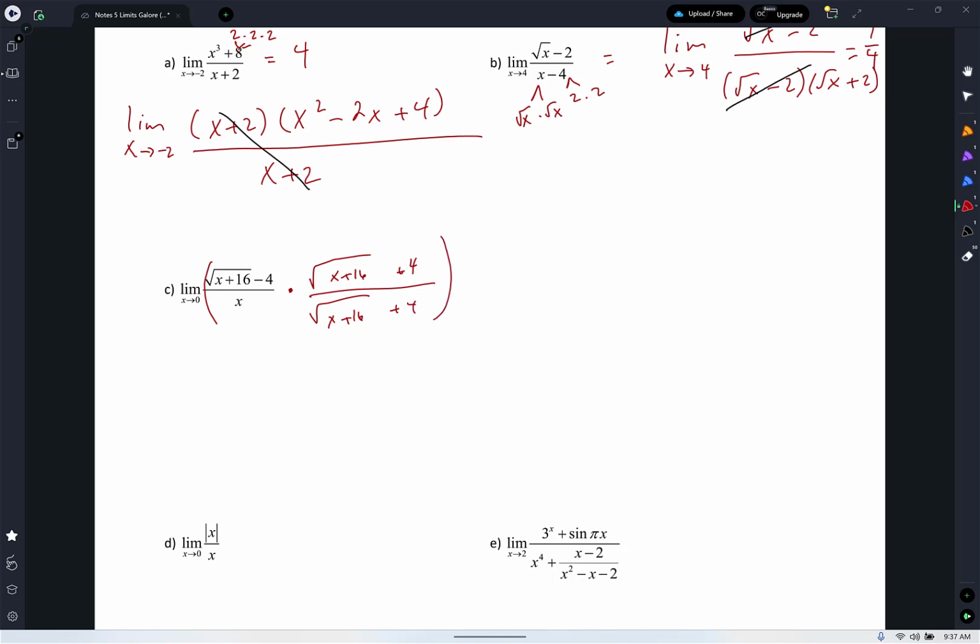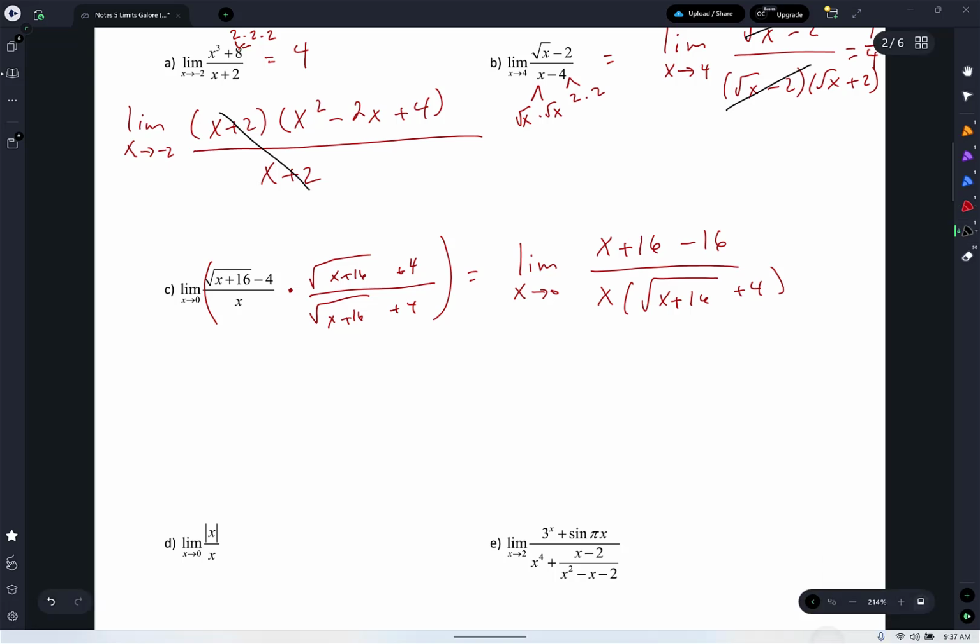It looks like the difference of squares. So I'm going to write limit as x approaches 0. Square root times square root, the square root goes away, x plus 16. And then negative 4 times positive 4 is a minus 16. In the denominator, I'm not going to distribute: x times square root of x plus 16 plus 4. And there it is. All the middle stuff goes away, so it's nice and clean.